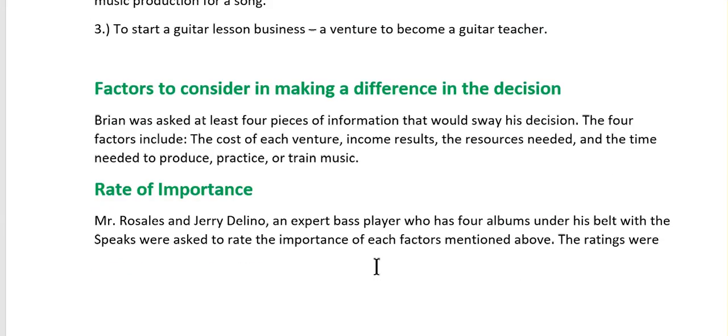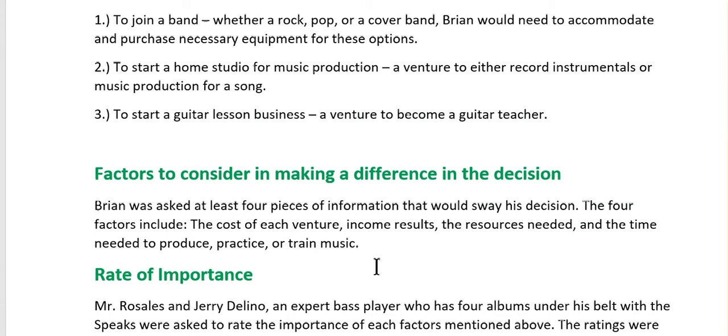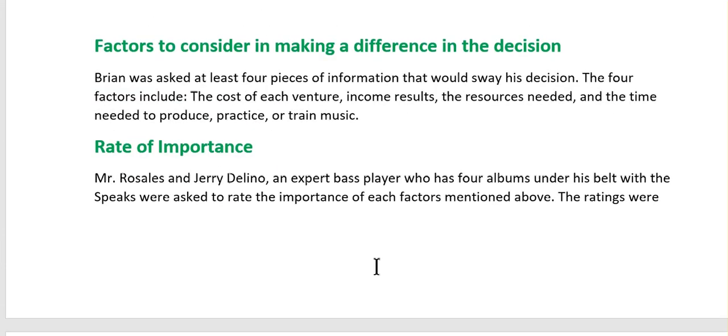So one of them is the cost of each venture, the income results, meaning if he's actually going to make money on these ventures, the resources that he needs, maybe the band members, the equipment, music studio gears, maybe a place for his guitar lessons, and lastly, the time needed to produce, practice, or train music. So the time needed includes how much time a week he is going to spend on these ventures.